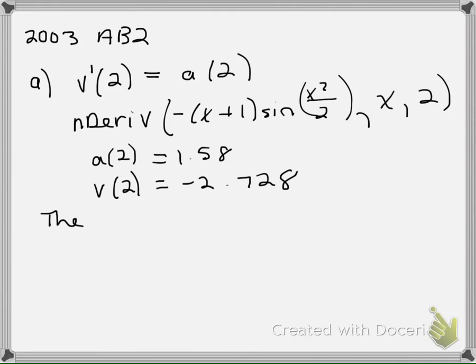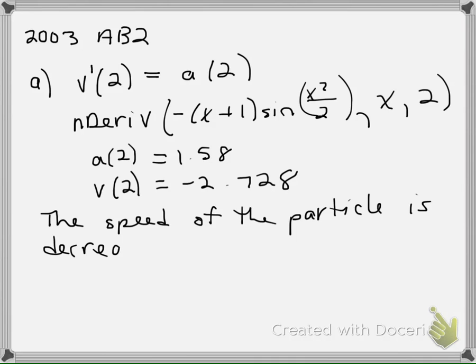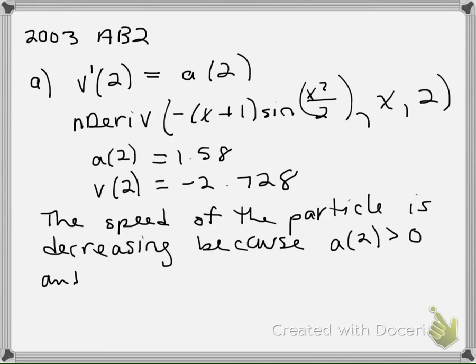So that tells me that the particle is slowing down. So I'm going to write the speed of the particle is decreasing because acceleration at 2 is positive and velocity at 2 is negative.